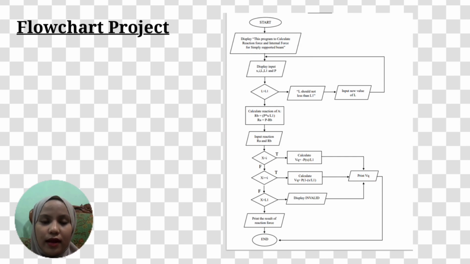Flowchart. Firstly, we start and display this program to calculate the reaction force and internal force, and then we display the input and make the decision L should not be less than L1, and then we calculate the reaction force using formula, and then calculate internal force using formula, and then we print the result, and lastly we end the program.